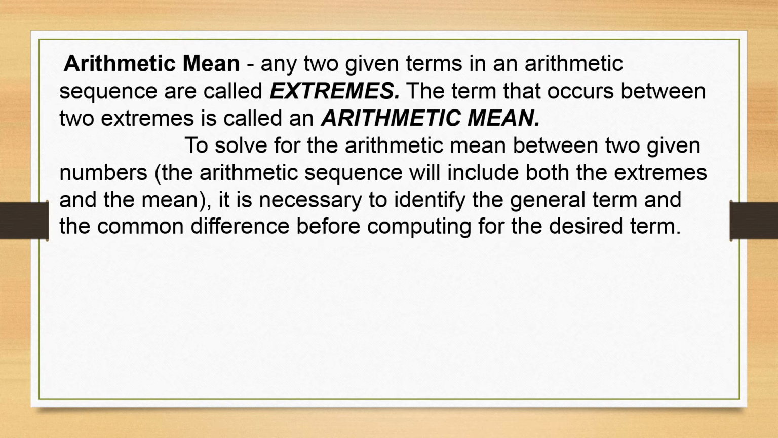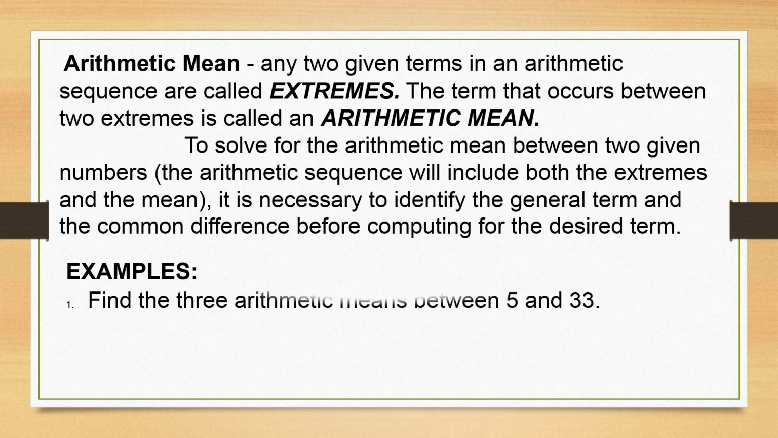To solve for the arithmetic mean between two given numbers, the arithmetic sequence will include both the extremes and the means, of course. It is necessary to identify the general term and the common difference before computing for the desired term, because the general term will help us to figure out the terms that we wanted to identify. So let us have an example.